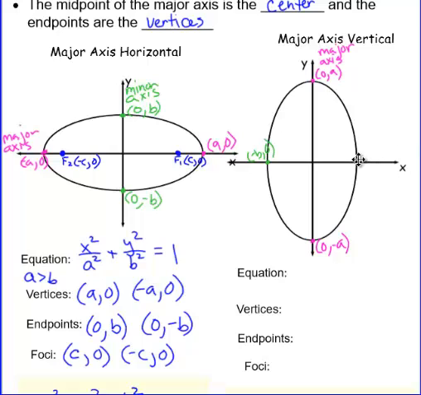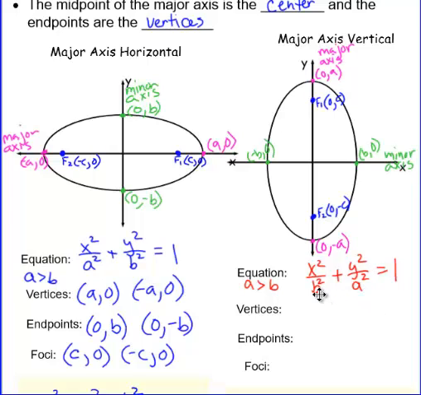The B values are still on the minor axis. And then our foci we still call C, and they are still located on the major axis inside the ellipse. So the equation of the vertical ellipse is x squared over b squared plus y squared over a squared equals 1.